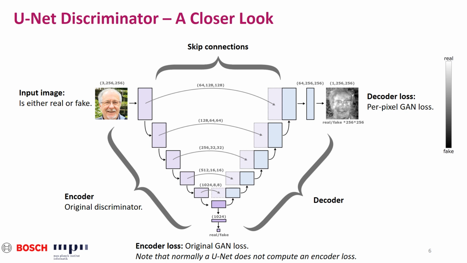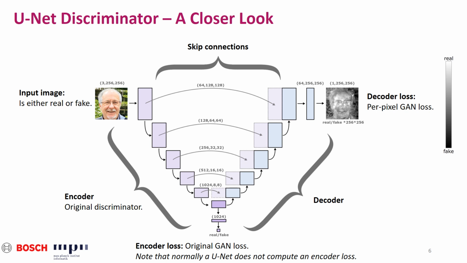We continue to compute the original GAN loss at the encoder output. Note that normally a U-Net does not have an encoder loss. For the decoder loss, the loss is computed per pixel. Then we average the loss over all pixels and add them to the encoder loss. In our experiments, we choose the non-saturating GAN loss.